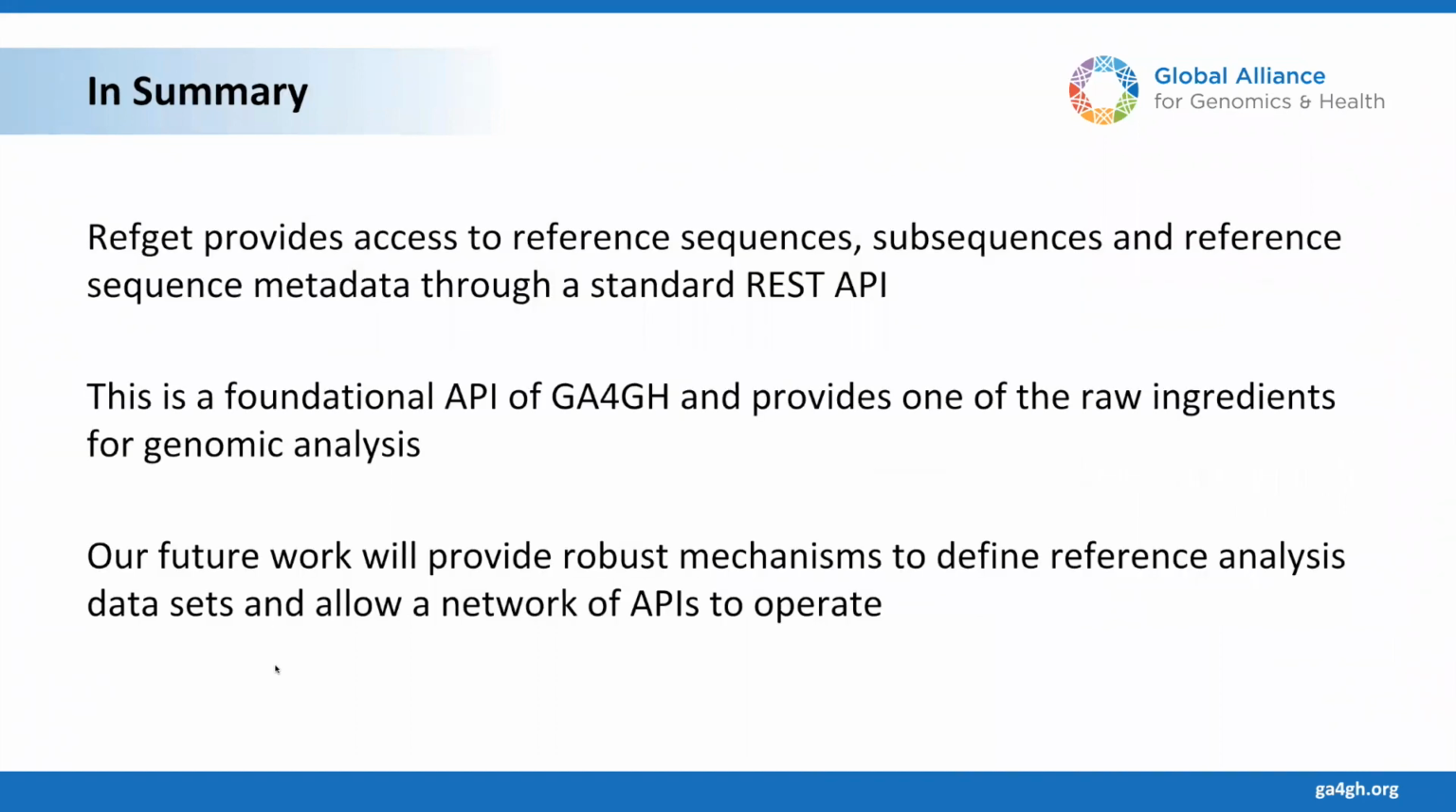Okay, so that's the end of the webinar, at least for the presentation section. In summary, Refget provides access to reference sequences, subsequences, and reference sequence metadata through a standard REST API. Refget is a foundational API Global Alliance. It's one of the raw ingredients for genomic analysis, and all of our future work that we are doing as part of Refget will provide a robust mechanism to define reference analysis datasets and allow a network of APIs to operate within the context of Global Alliance and within users of that API.